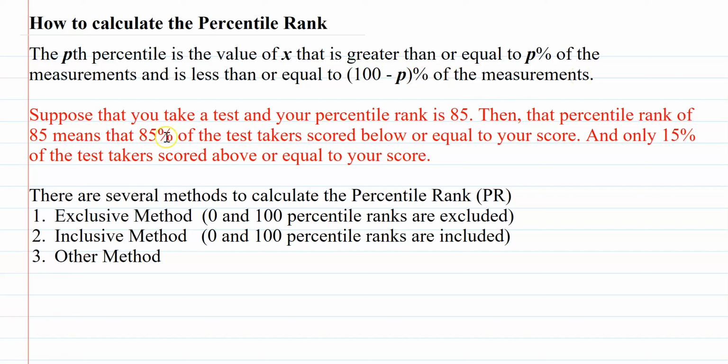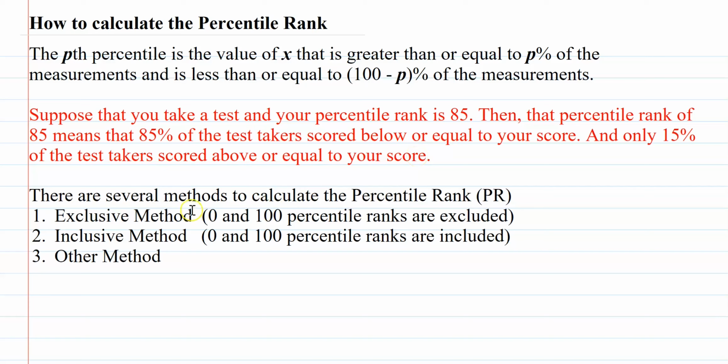Let me give you a scenario. Suppose that you take a test, and in that test, your percentile rank is 85. Then that percentile rank of 85 means that 85% of the test takers scored below or equal to your score, and only 15% of the test takers scored above or equal to your score.